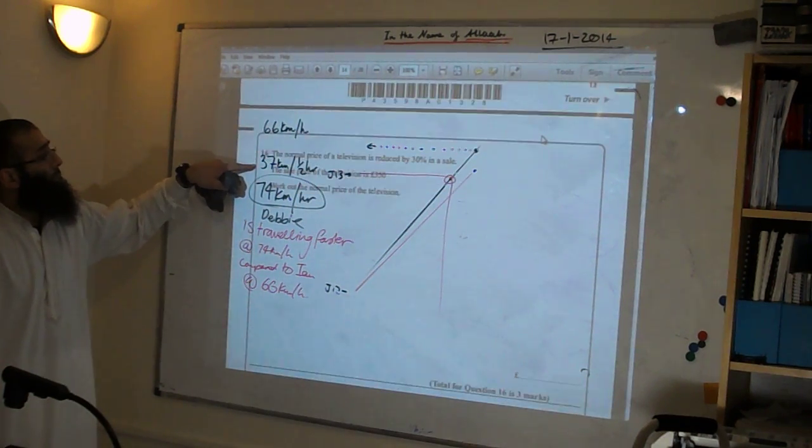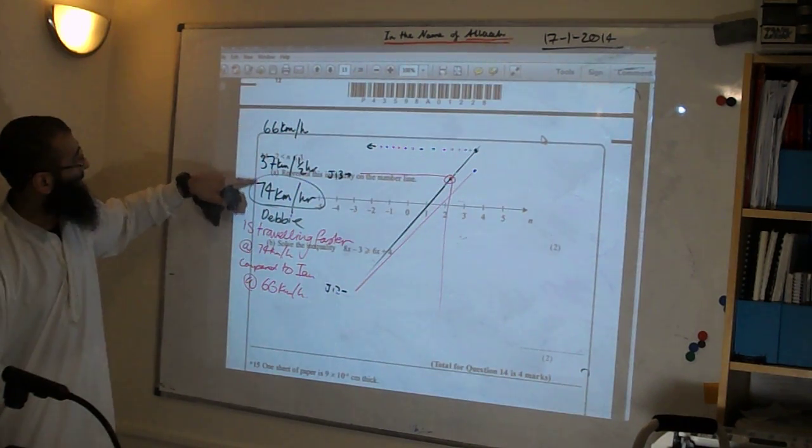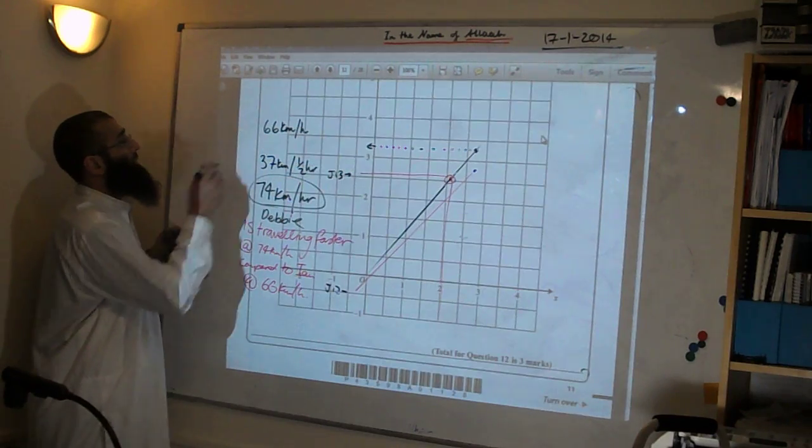Remember, she's doing 37 kilometers per half an hour. The lady Debbie, that means in an hour she's doing 74. So this was Debbie.